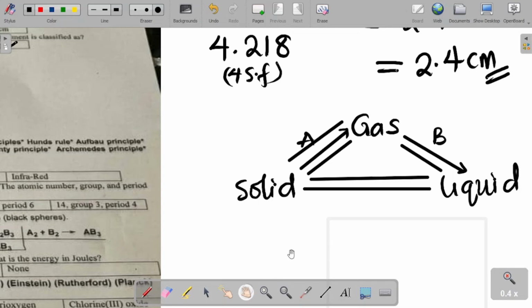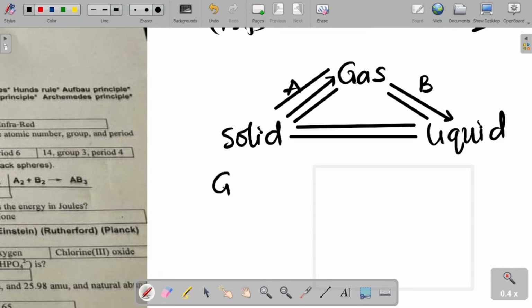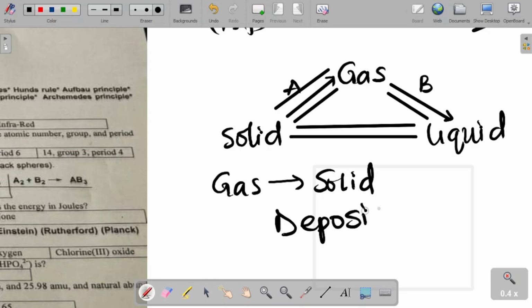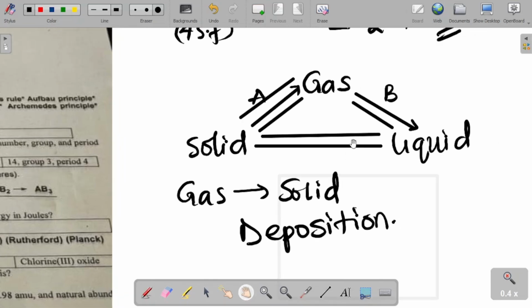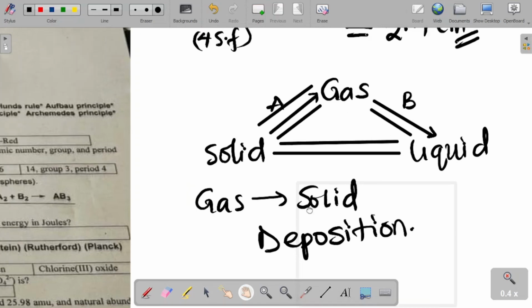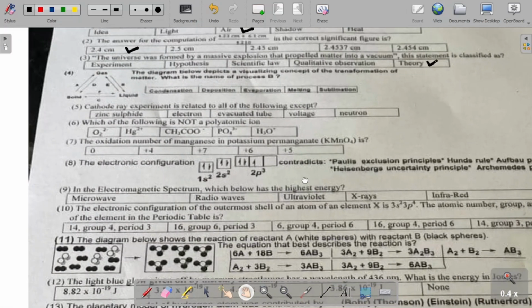Okay, so please take note. When something moves from the gaseous state directly to solid without passing through the liquid state, it is called deposition. So you can make your own research about things like this. Meanwhile, in the question, we are asked for B, and B is simply the movement from gaseous state to liquid state, and that's called condensation. So our answer for that one there is condensation.